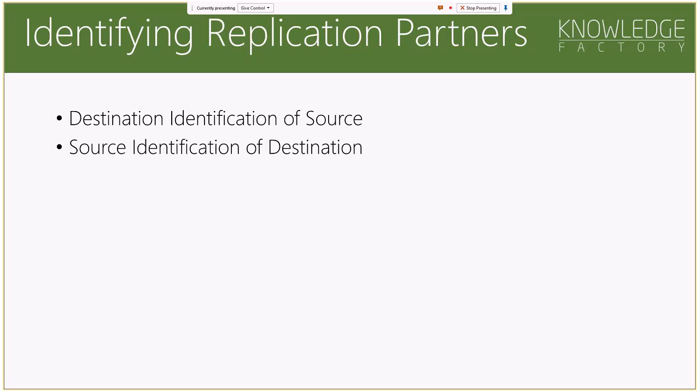When the source has changes, it sends a notification to all replication partners that are identified in the reps2 value for the respective directory partition. Like the reps from data, this information is stored locally on the DC and it's not replicated. When updates occur, the source DC checks the reps2 attribute to determine the identities of its destination replication partners. The source domain controller notifies them one by one that changes are available.